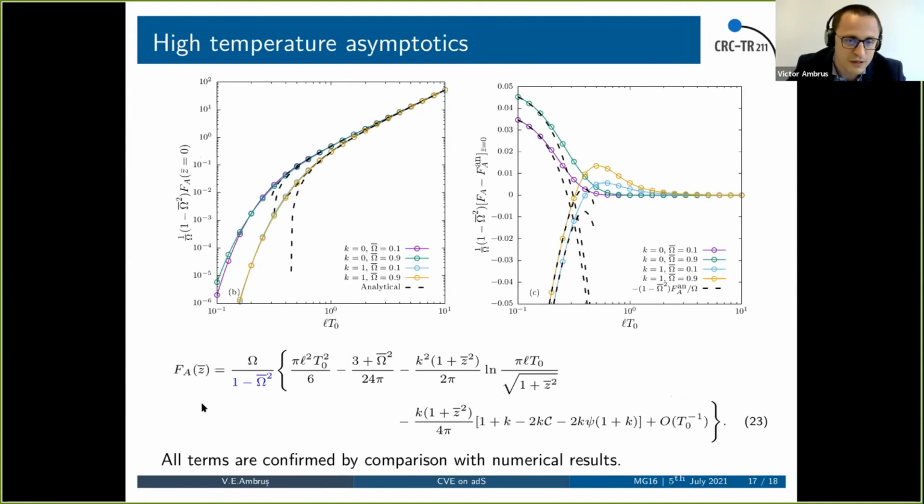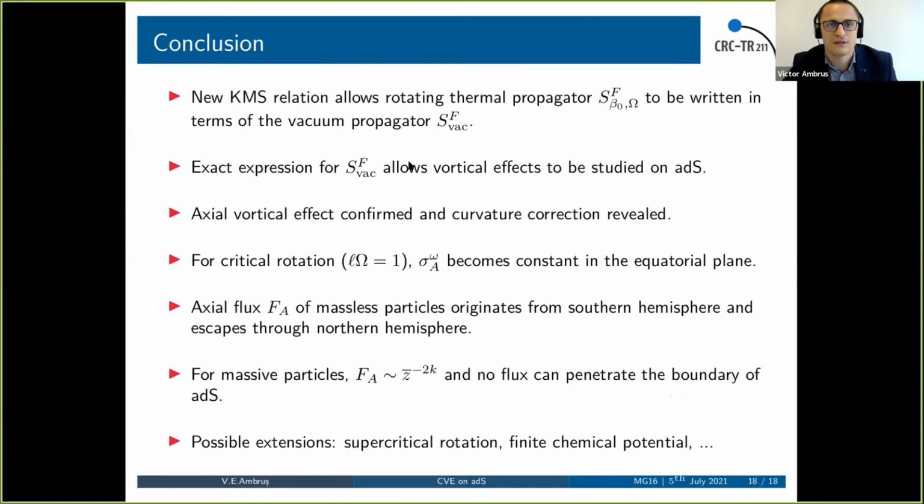Here is the large temperature limit. I will not discuss this in order to save some time for questions. And I will leave you here with my conclusions, and I welcome any questions you may have.